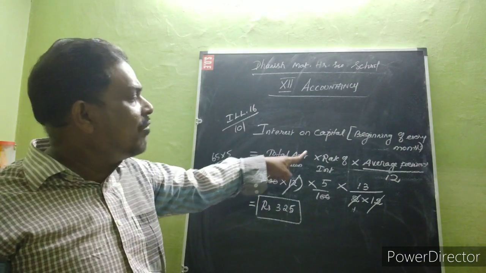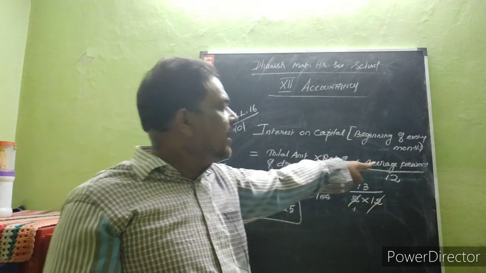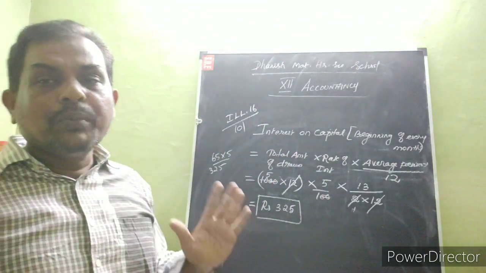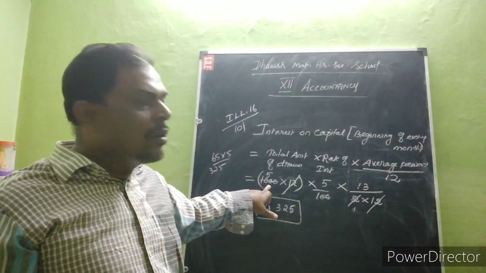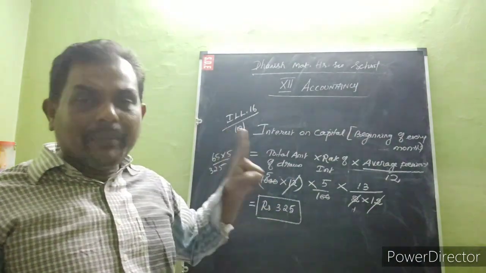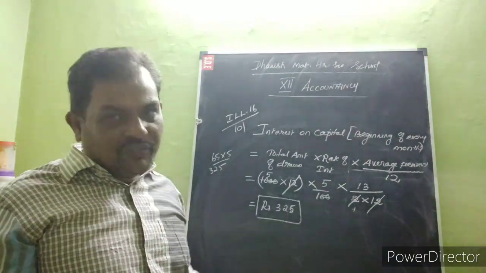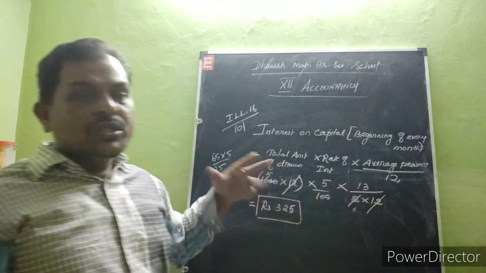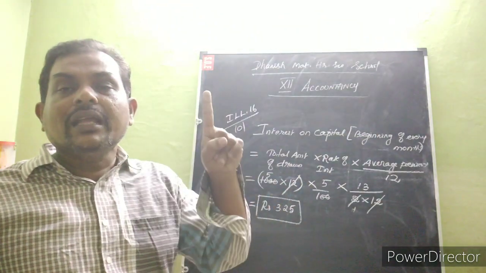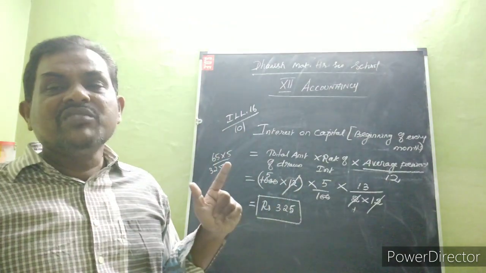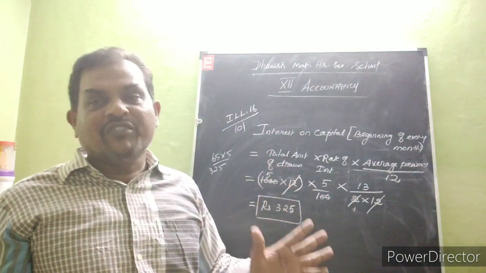This is interest on drawings for the beginning of every month. What is the formula? Total amount drawn, rate of interest into average period divided by 12. So please refer to the table. Total amount drawn means he is taking per month rupees 1000, but total amount means for 1 year. So 1000 into 12 into rate of interest, which is given 5 by 100, into average period. See the tabular column. In average period for beginning of every month it is given 13 by 2 or 6.5. 6.5 is difficult to multiply because it is a decimal, so I put 13 by 2.